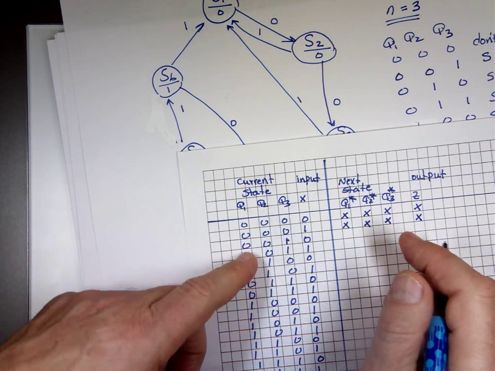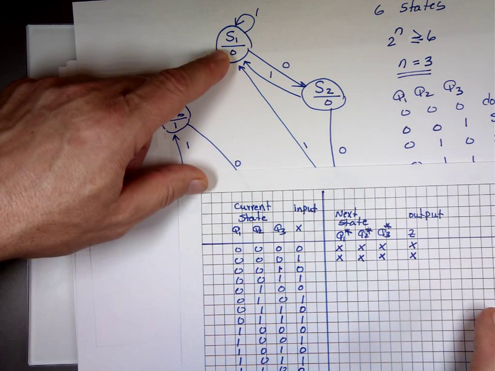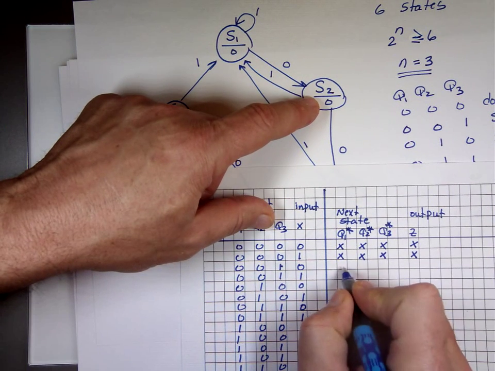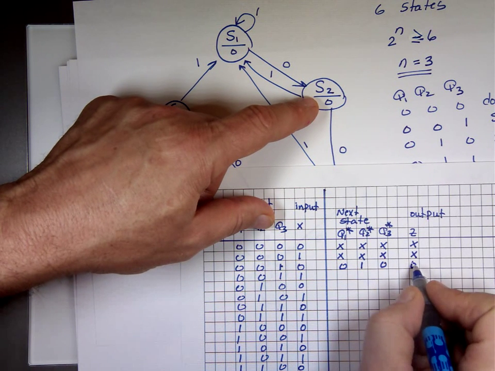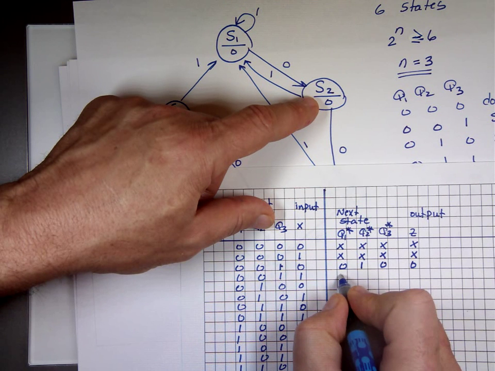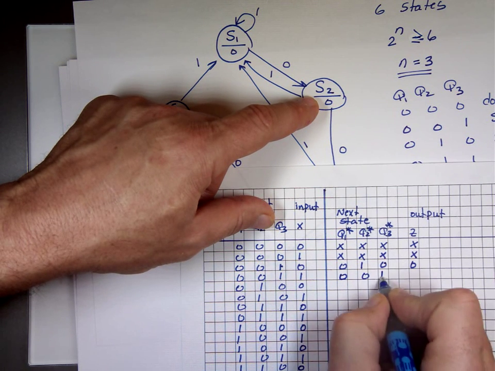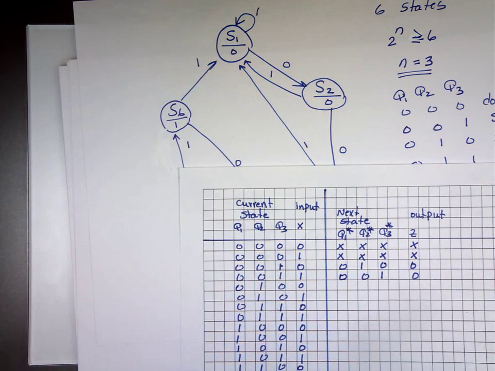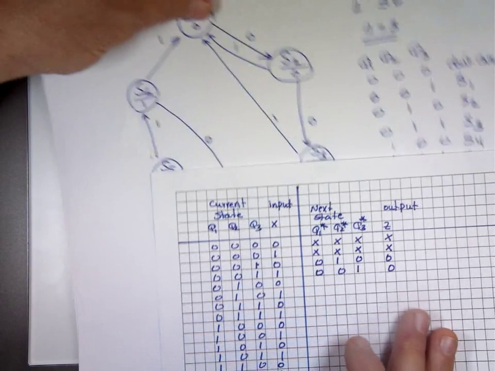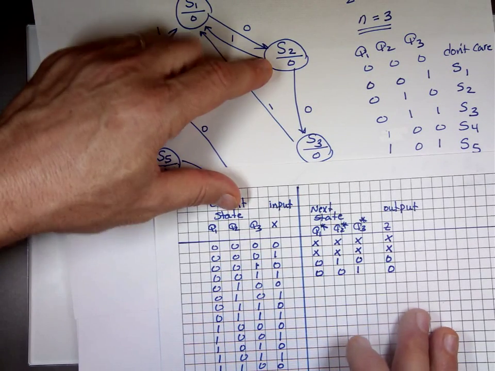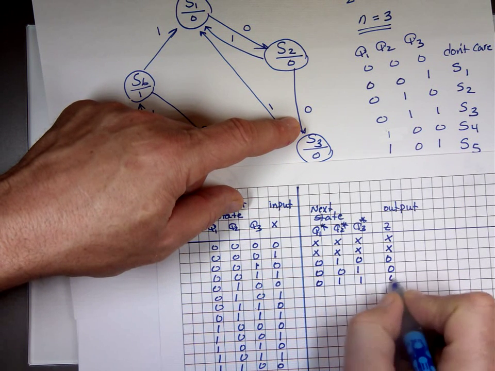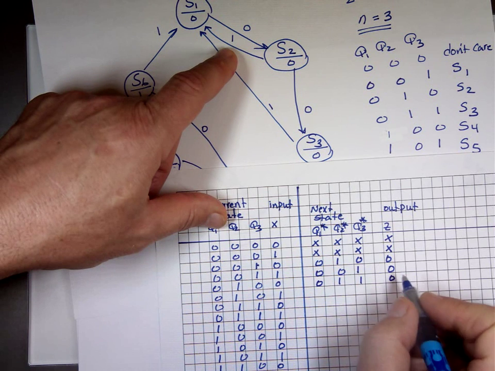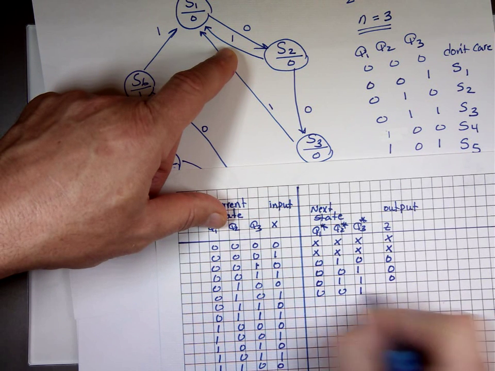If I'm in state 0, 0, 1, that's this one, and you put a 0, you go to state 2. 0, 1, 0, your output is 0. If you put a 1, you go to where? 0, 0, 1, your output is 0. If you are state 2 and you put a 0, you go to 3. 0, 1, 1, you get nothing. If you put a 1, you go to 0, 0, 1, you get nothing.